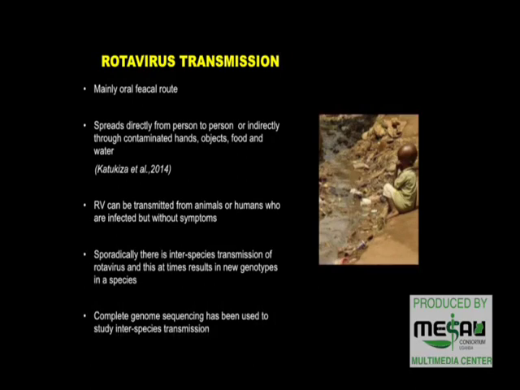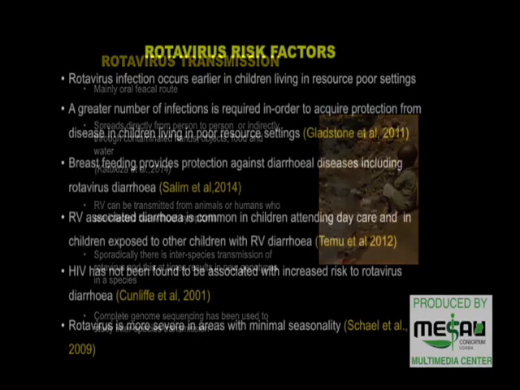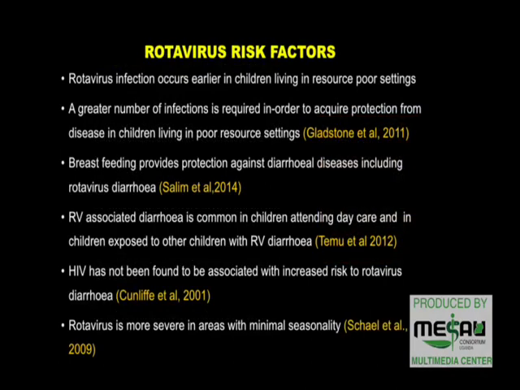And sometimes we have transmission from one species to another. And when we have transmission from one species to another, we end up having new strains of rotaviruses coming up. When we study this interspecies transmission, we use complete genome sequencing. Some risk factors of rotaviruses have been described.